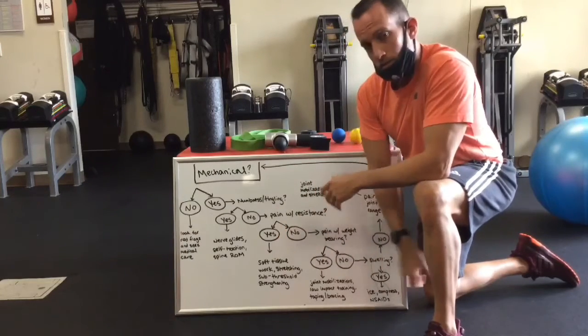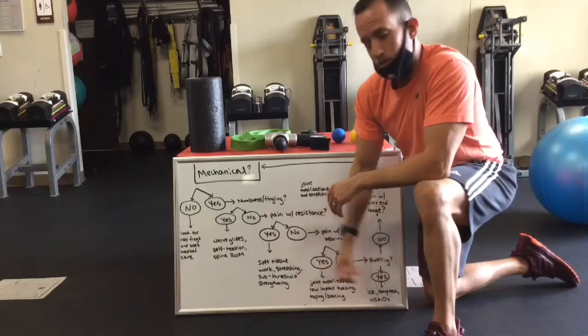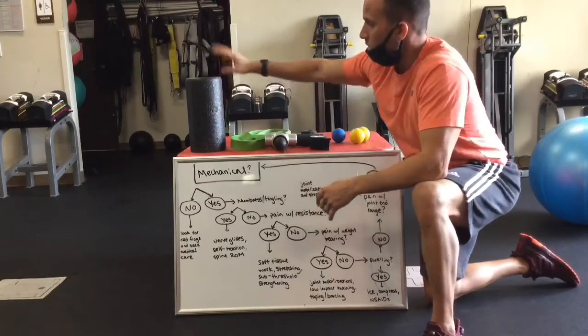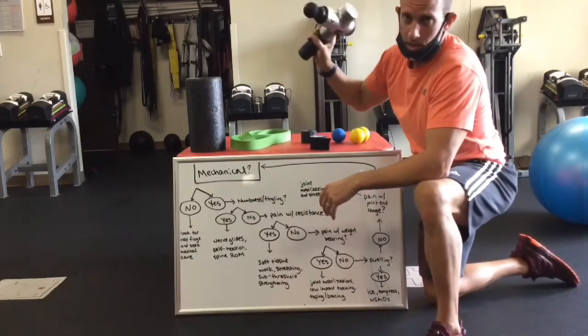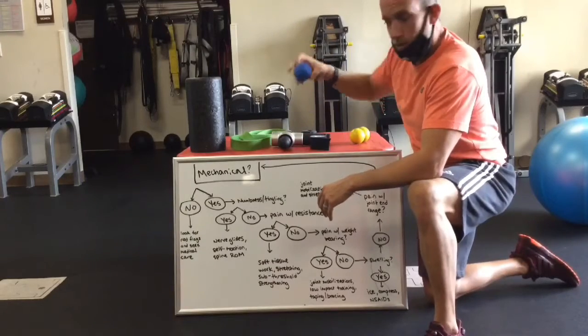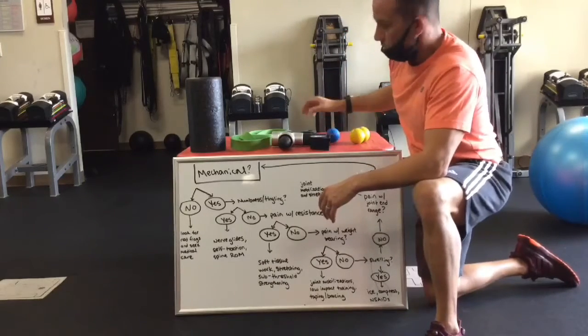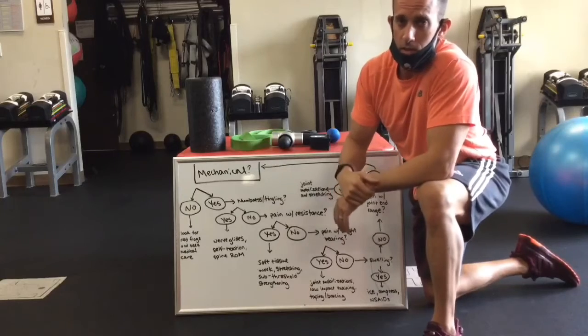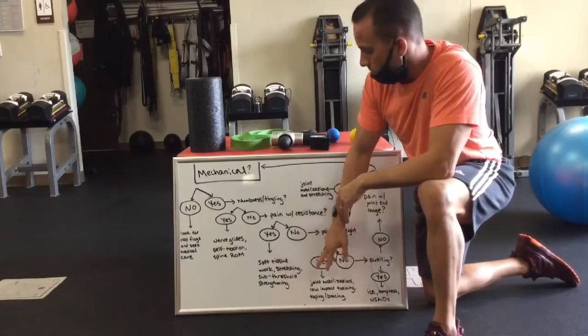So if you do have pain with resistance, some things you can try would be any type of soft tissue work, so the foam roller, a massage gun, or a lacrosse ball, something like that. You can try to work those kinks out. I've done a video on soft tissue work before, so go ahead and check that one out.